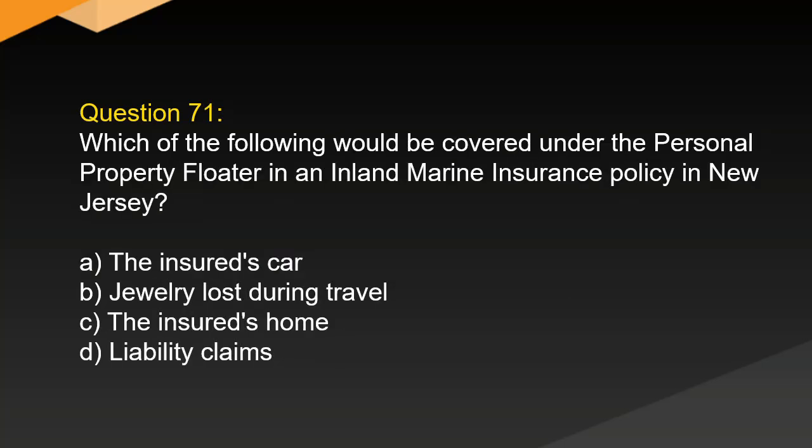Question 71. Which of the following would be covered under the personal property floater in an inland marine insurance policy in New Jersey? A. The insured's car. B. Jewelry lost during travel. C. The insured's home. D. Liability claims.